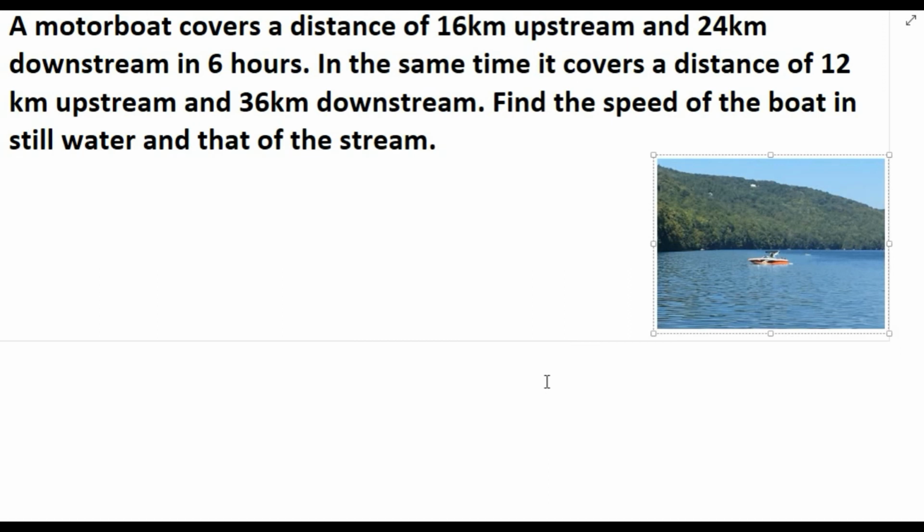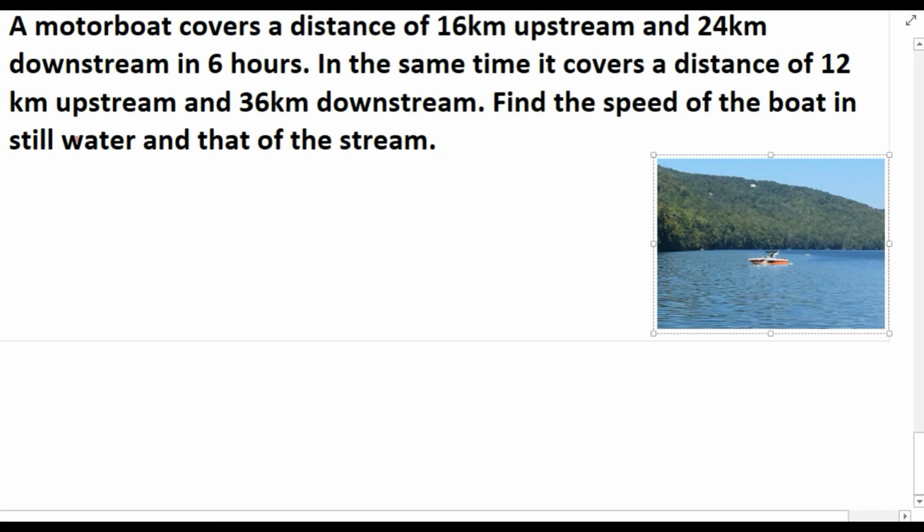A motorboat covers a distance of 16 km upstream and 24 km downstream in 6 hours. In the same time, it covers a distance of 12 km upstream and 36 km downstream. We need to find speed of the boat in the still water as well as that of the stream. So this question is asked from the chapter pair of linear equations. We had to find two things. One is speed of boat in still water and then speed of stream or current.